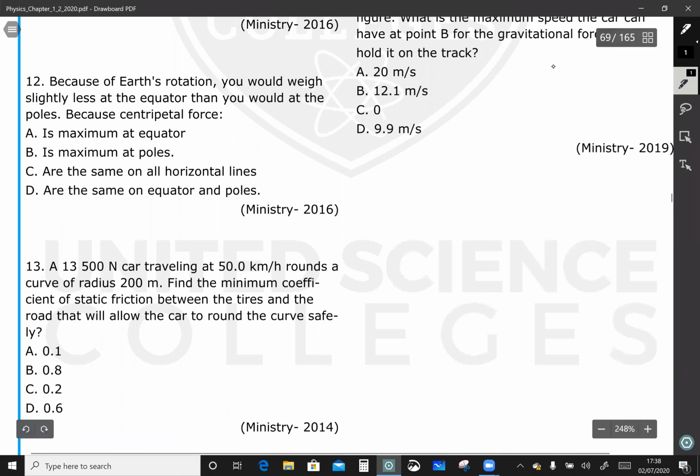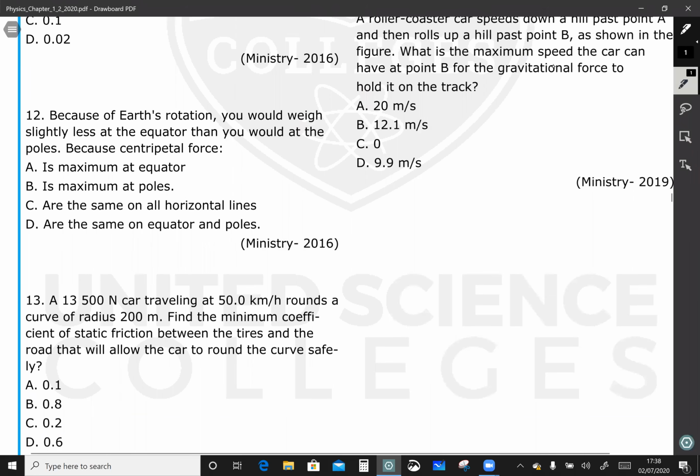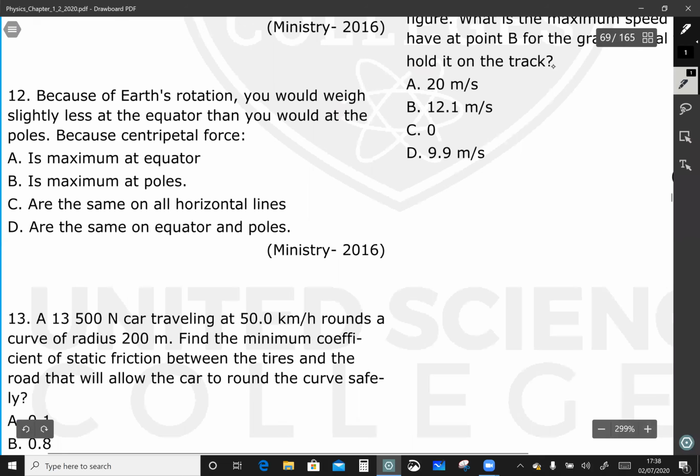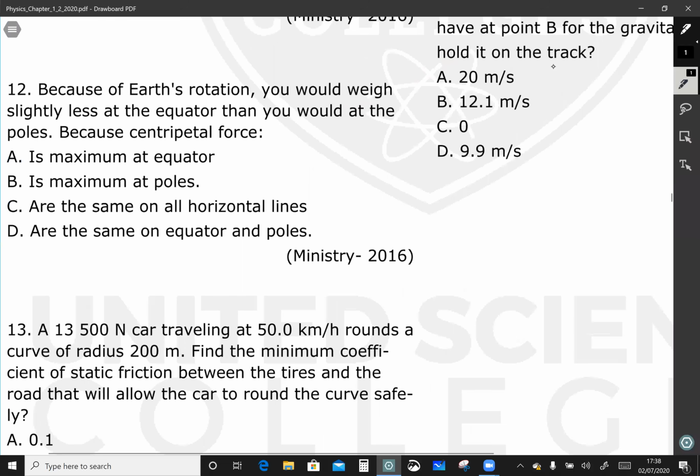Because of the Earth's rotation, you would weigh slightly less at the equator than you would at the poles because of centripetal force. I'm going to draw a sphere first, because the Earth is in the shape of a sphere. This sphere is spinning about its diameter with some angular speed. This is the equator, where somebody is standing, or somebody is standing at the poles. At the poles, the body is not in circular motion, and the body is just at the axis of rotation.